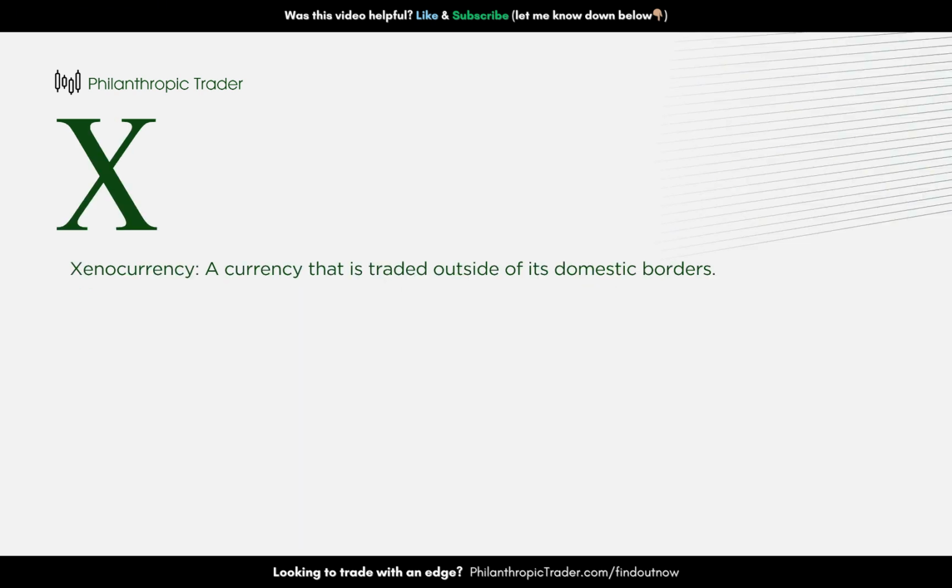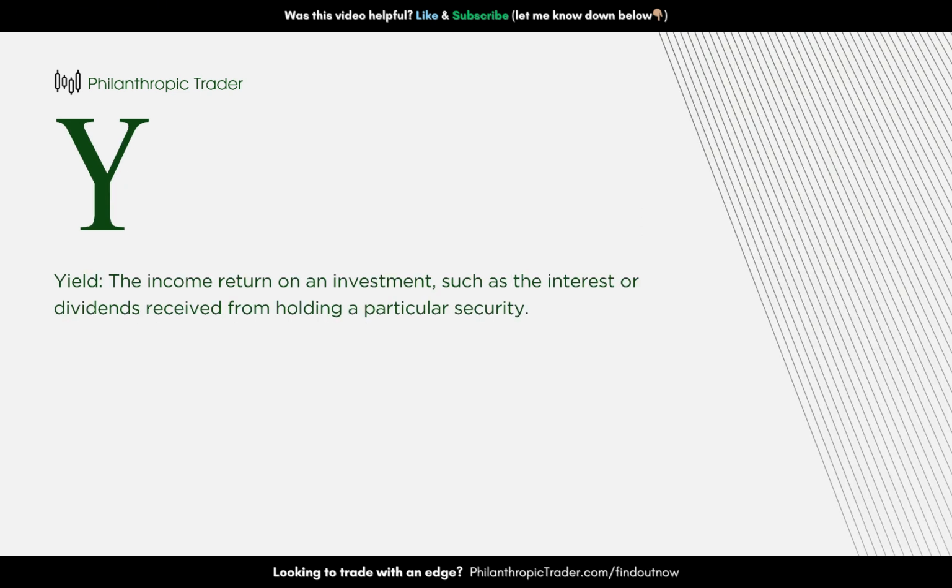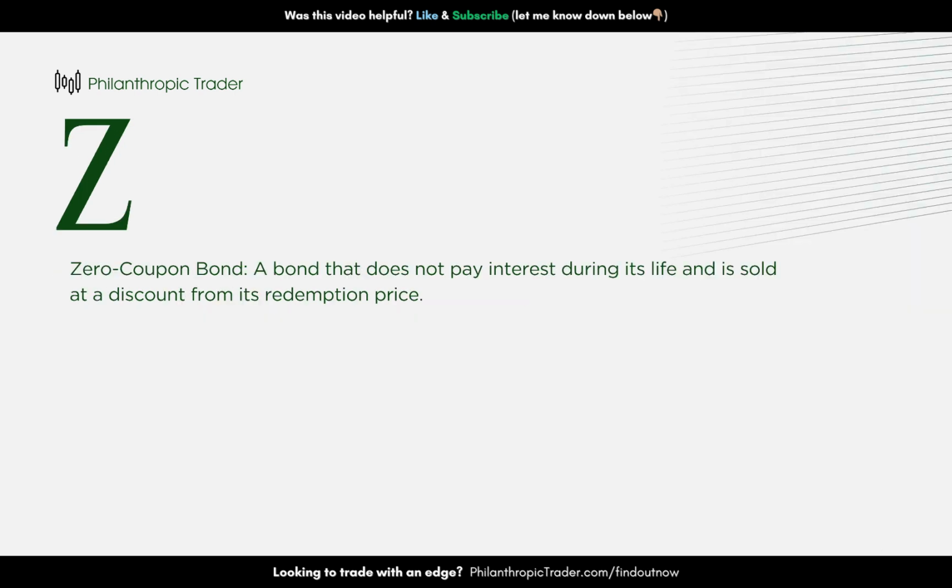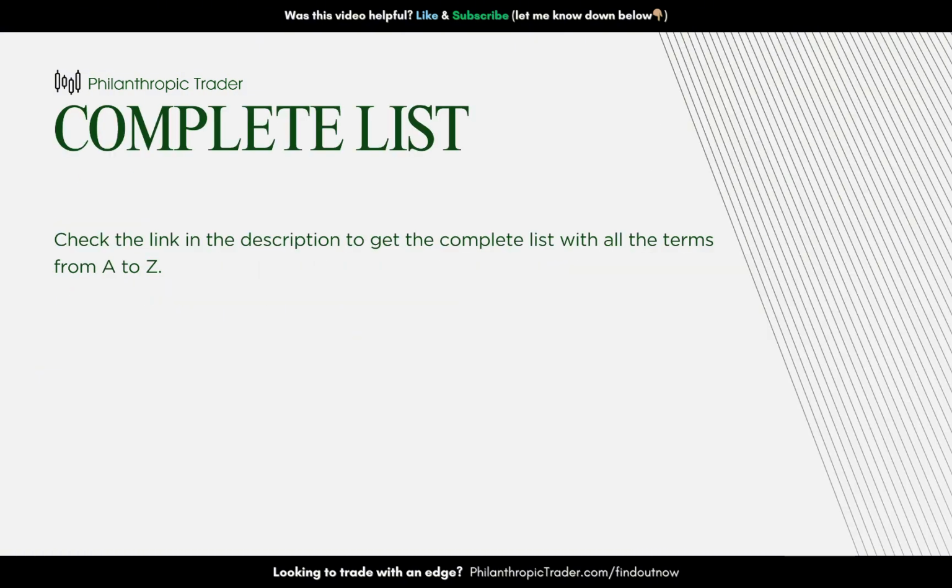Xenocurrency, a currency that is traded outside of its domestic borders. Yield, the income return of an investment, such as the interest or dividends received from holding a particular security. The higher the yield, the better, of course. Z, zero coupon bond, a bond that does not pay interest during its life and is sold at a discount from its redemption price. So that's it.